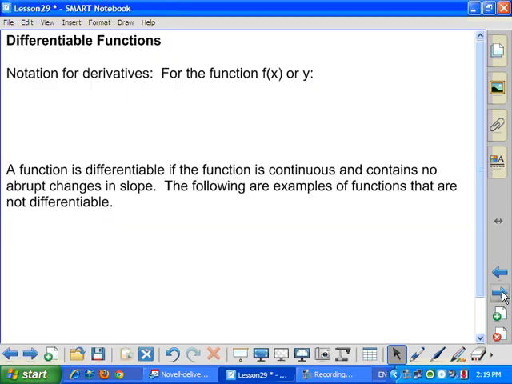So let's talk about differentiable functions here just for a second, because that's where we're heading with this. I'm going to talk about the notation, and actually, I'll wait until the next video to go through this particular slide, because I don't want to rush through it.